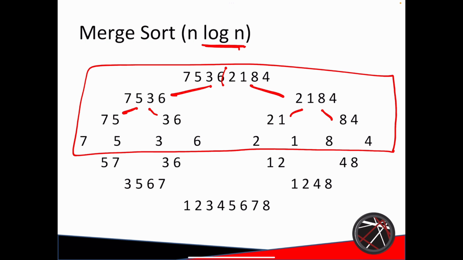The only reason that we've got this additional n at the start of the complexity is because of the requirement to compare.